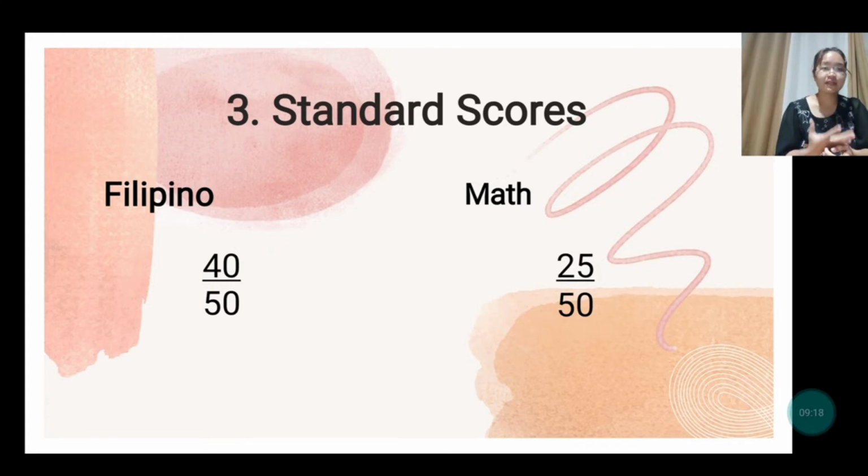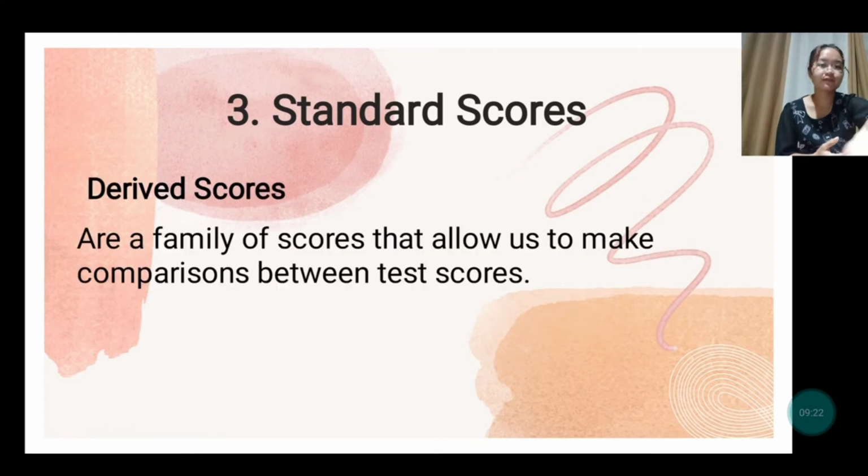We can determine and make comparison of these scores by using derived scores. So what are derived scores? Derived scores are a family of scores that allow us to make comparisons between test scores. Just like in the previous slide, with the two different scores from different subjects, we can make a comparison.